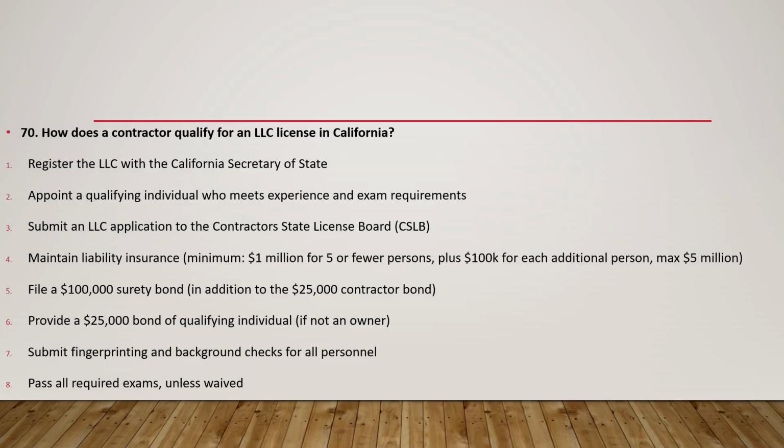4. Maintain liability insurance, minimum $1 million for 5 or fewer persons, plus $100,000 for each additional person, maximum $5 million. 5. File a $100,000 surety bond, in addition to the $25,000 contractor bond. 6. Provide a $25,000 bond of qualifying individual, if not an owner. 7. Submit fingerprinting and background checks for all personnel. 8. Pass all required exams, unless waived.